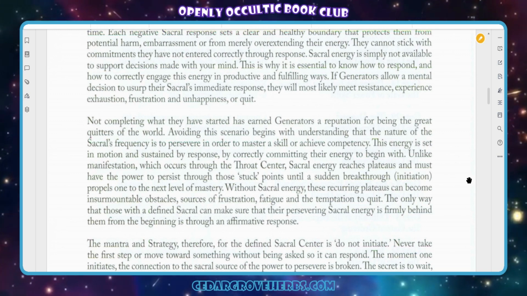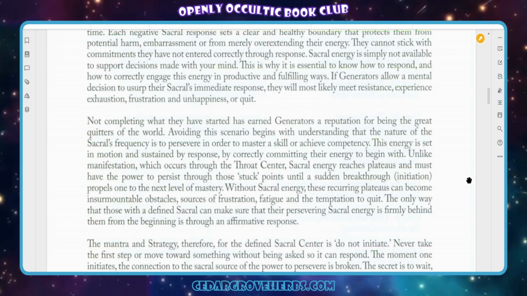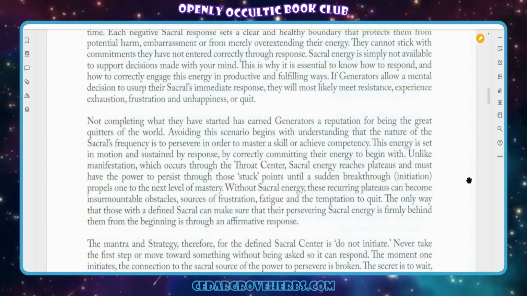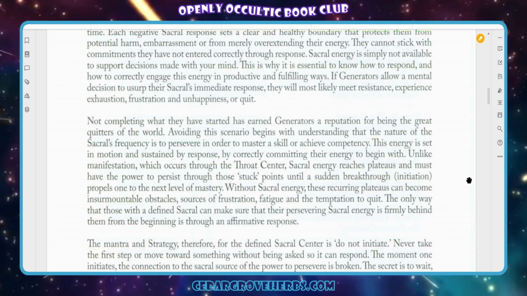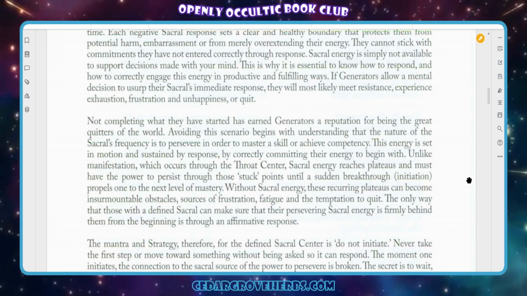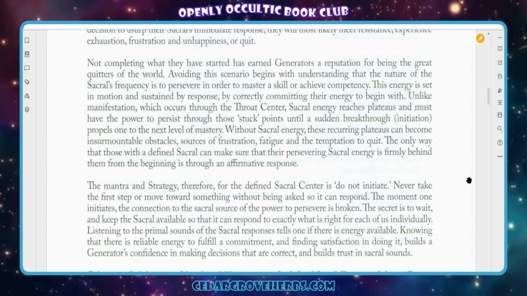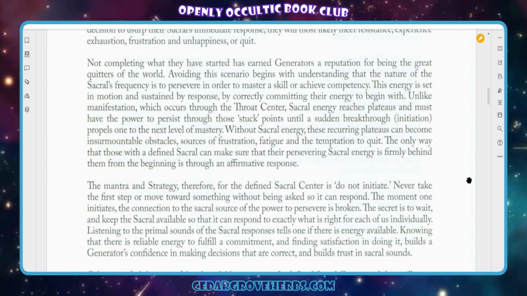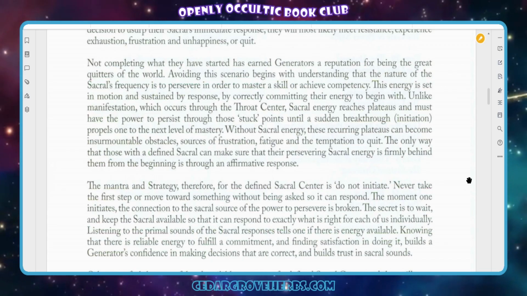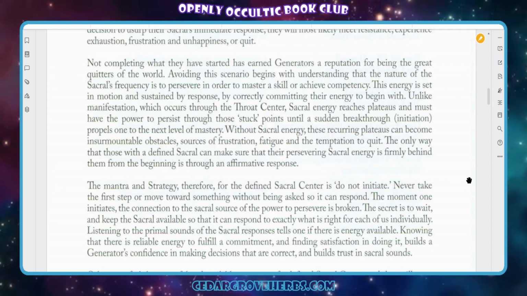begins with understanding that the nature of the sacral's frequency is to persevere in order to master a skill or achieve competency. This energy is set in motion and sustained by response, by correctly committing their energy to begin with. Unlike manifestation, which occurs through the throat center, sacral energy reaches plateaus and must have the power to persist through these stuck points until a sudden breakthrough, initiation, propels one to the next level of mastery. Without sacral energy, these recurring plateaus can become insurmountable obstacles, sources of frustration, fatigue, and the temptation to quit.